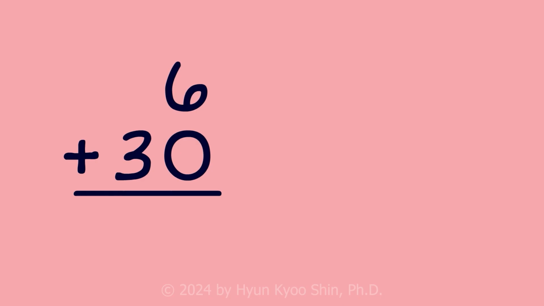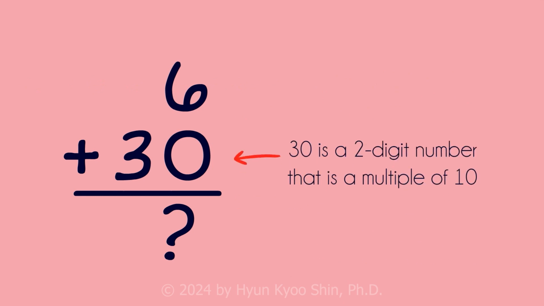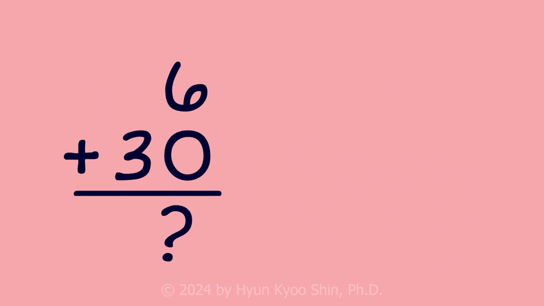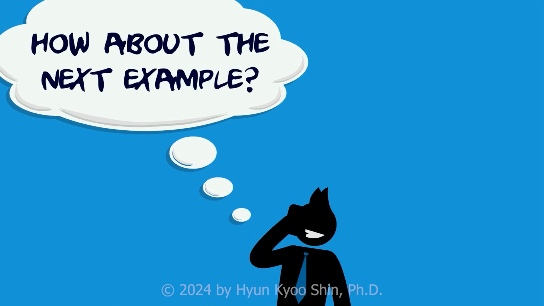6 plus 30 is equal to... 6 is a one-digit number. 30 is a two-digit number that is a multiple of 10. Let's add: 6 plus 30 is equal to 36. How about the next example?